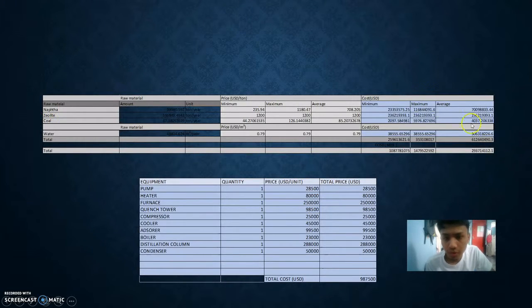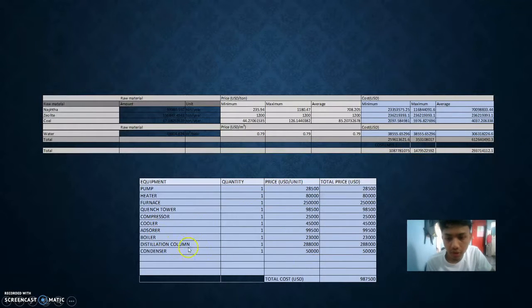So these are the raw materials that we use in the plant. The naphtha is the feed, and the zeolite is used in the adsorber. We use almost 100,000 to 200,000 tons per year, and the coal used in the boiler is about 47 tons per year. Water is used in the furnace, but we have it in the liquid phase, so we need to convert it to steam. This is the price per cubic meter, and this is the unit operation price.